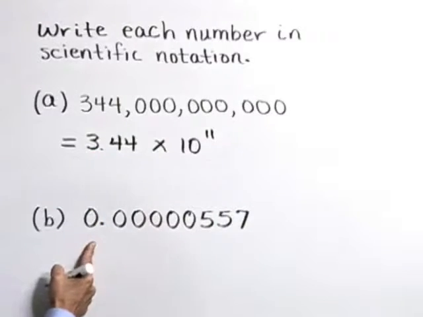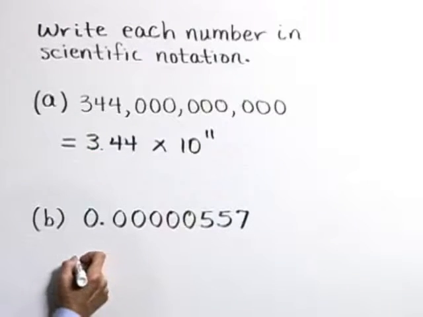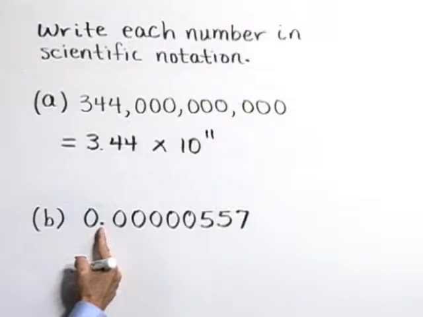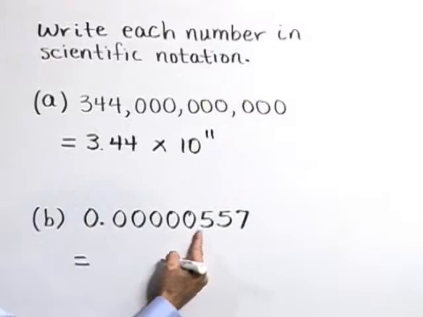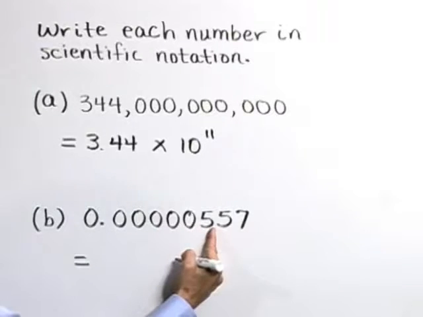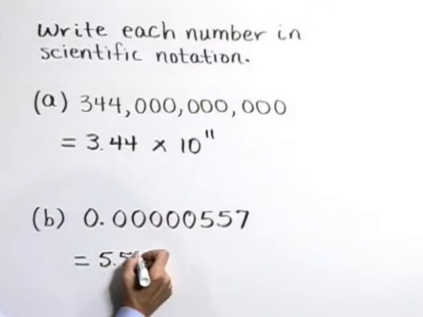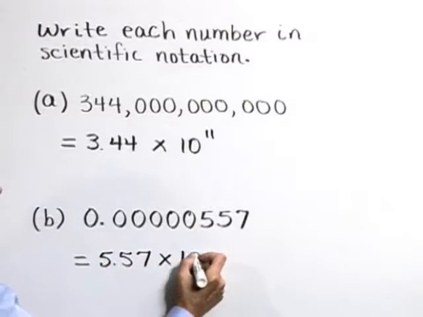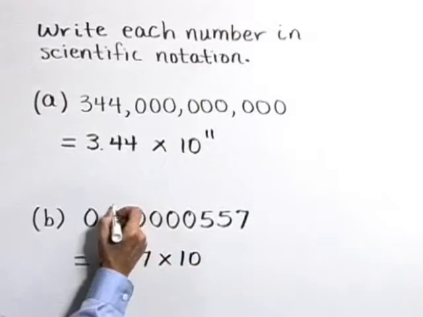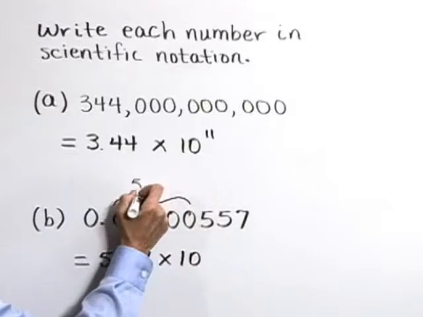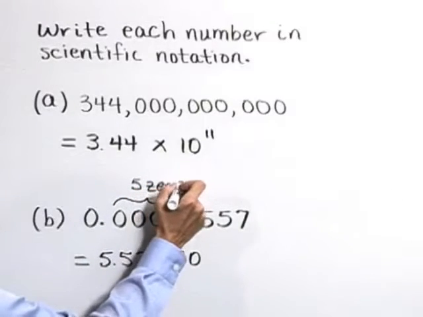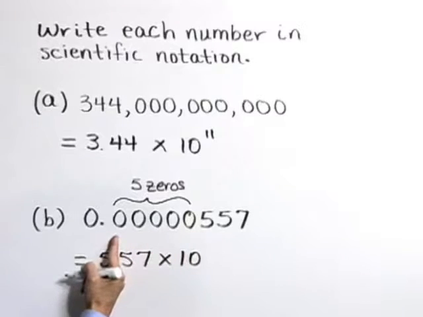Now for part B, to write this in scientific notation, we're going to take this decimal point and move it so that there is one non-zero digit to the left of it. So this will become a 5.57 times 10 to the. Now there are 5 zeros here. I know it's kind of hard to see as we look at this on the board.